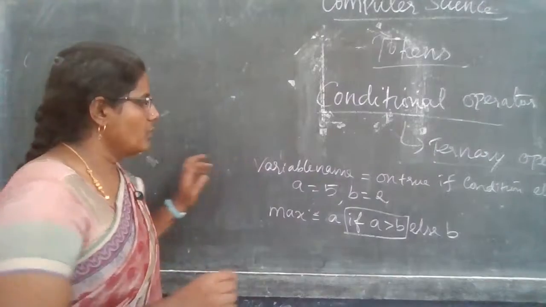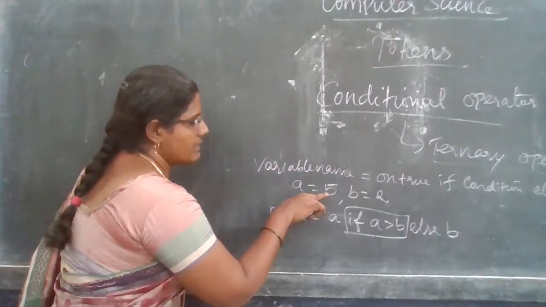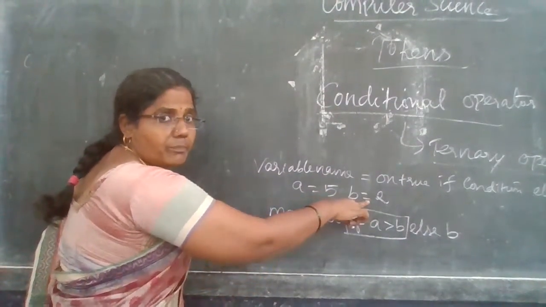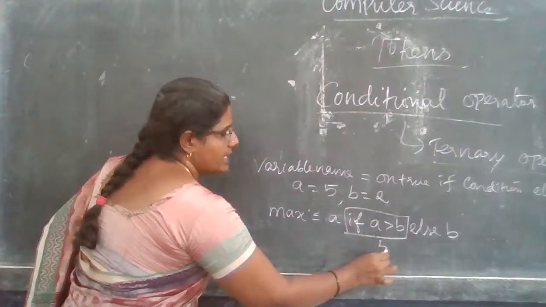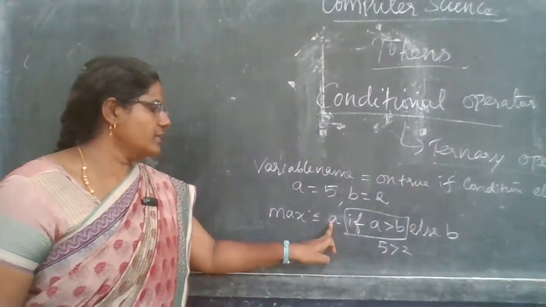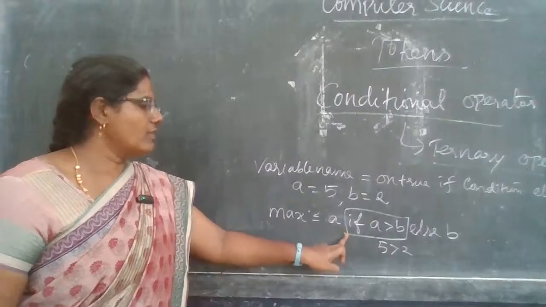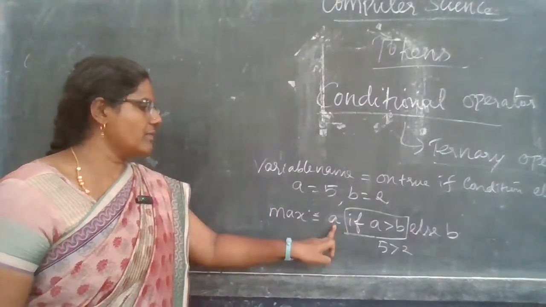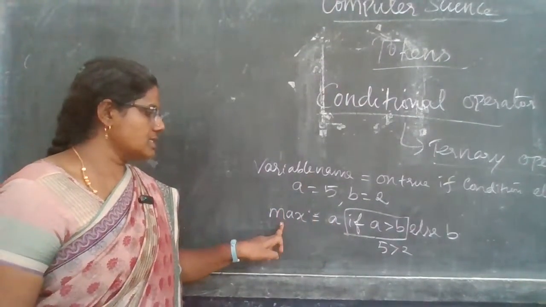For example, what is the value of A? 5. Value of B is 2. So 5 greater than 2, is it true or false? True. True means the value of A, which is 5, will be assigned to max. So the value of A is 5, and 5 is assigned to max.